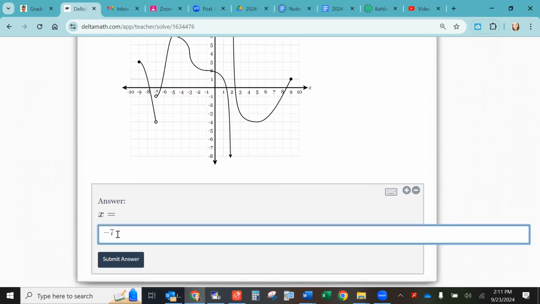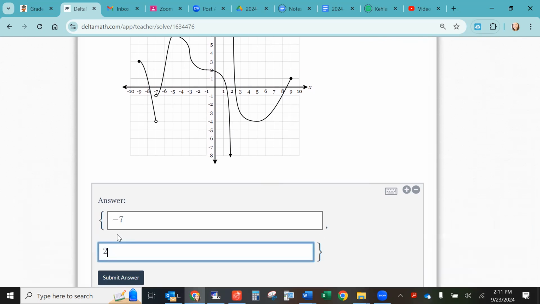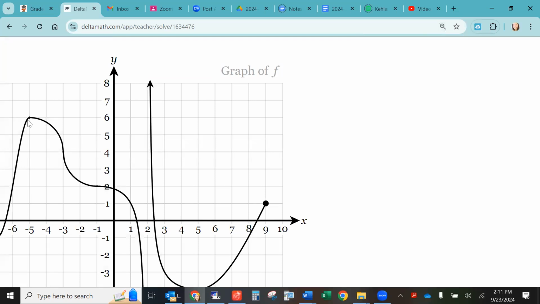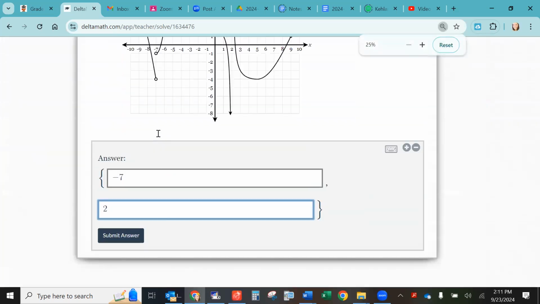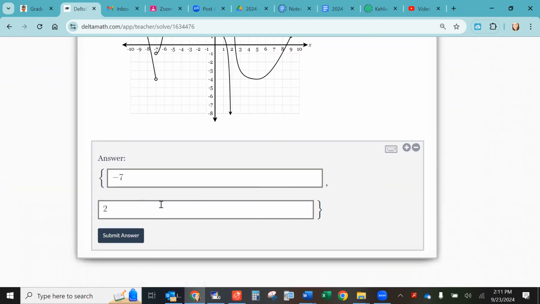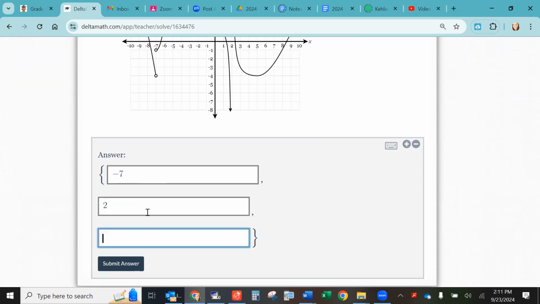Okay, -7 is correct, also at 2. Okay, -7 and 2. Then if you look at this point very carefully, that's not actually a cusp. It kind of looks like it, but it's not, so don't put that. Okay, there is one more spot on this graph. -3 is correct, because what kind of slope is it at -3? Perfectly vertical is an undefined slope. So for the first question, you should have a total of 3 answers: -7, 2, and -3 as your third answer.